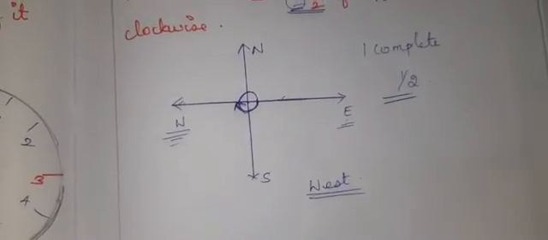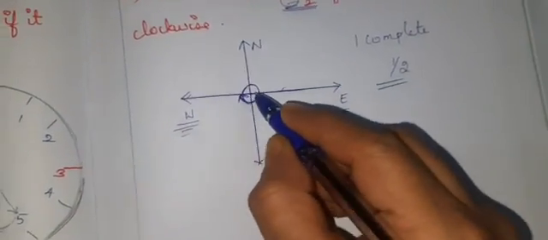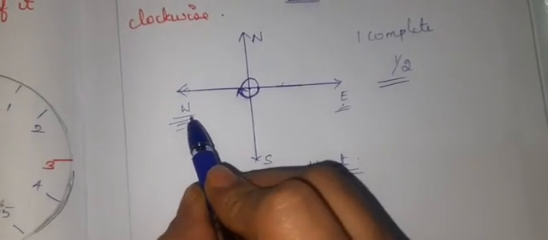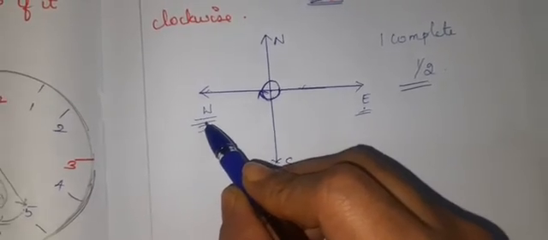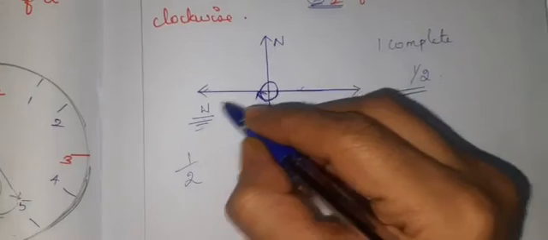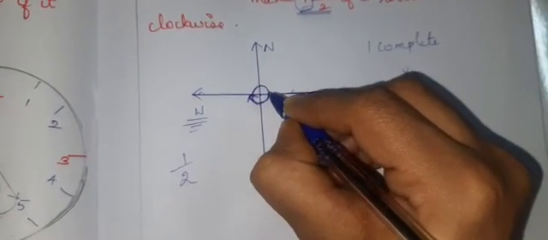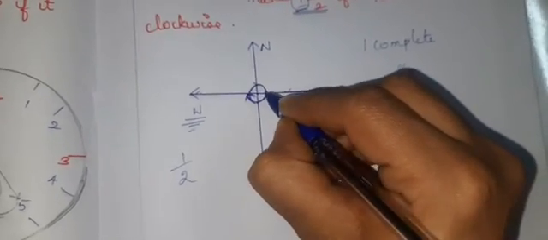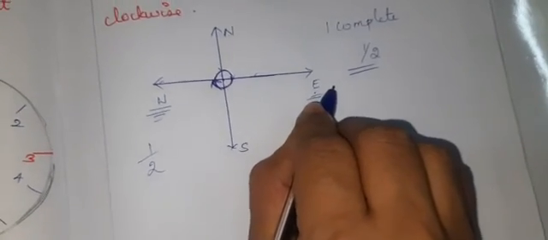In this same format only you are going to draw the directions and you are going to start from where the direction is given. For example, if they have given west and you are facing west and you are making half the revolution, from west you are going to make the revolution clockwise. So west to north, then north to east, which in turn makes you face towards the east.